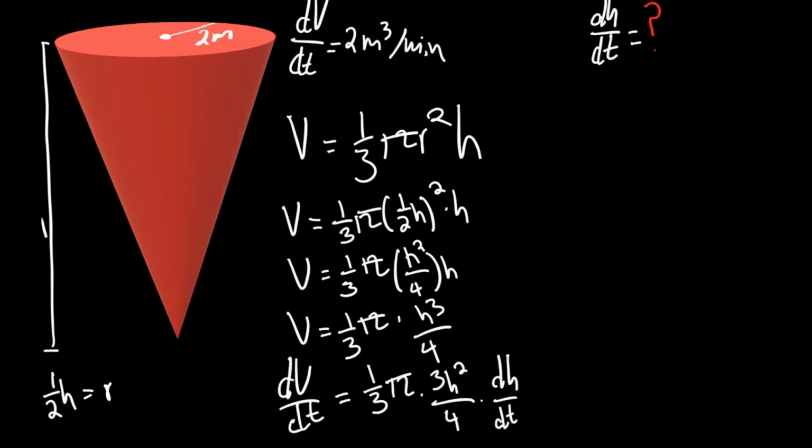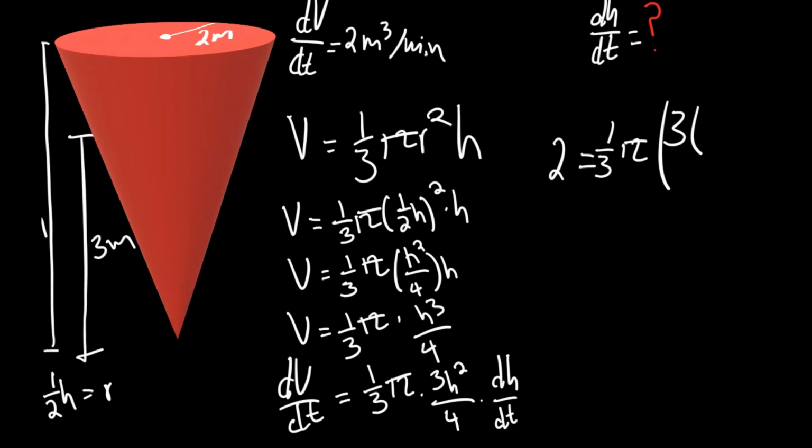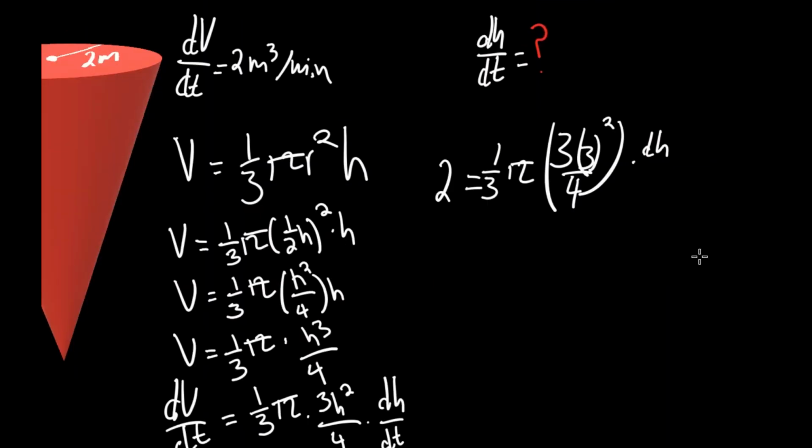Now that we have an equation that relates both dv over dt and dh over dt, we can start plugging in what we already know. The rate at which the volume is being filled is 2, so 2 equals 1 over 3 pi times 3. We have to remember the question: find the rate at which the water level is rising when the water is 3 meters deep. So we're not looking at the height of 4, rather we're looking at the height of 3 meters, so h squared over 4 times dh over dt.